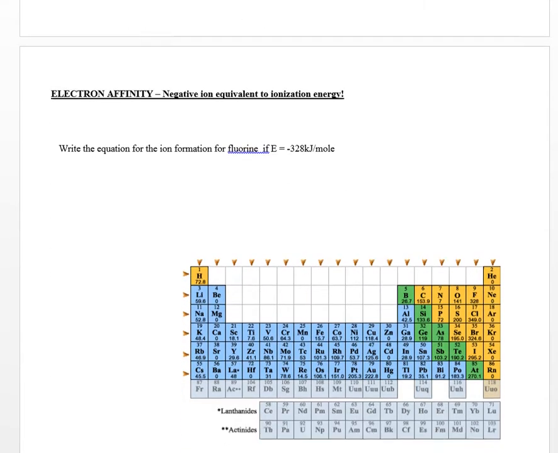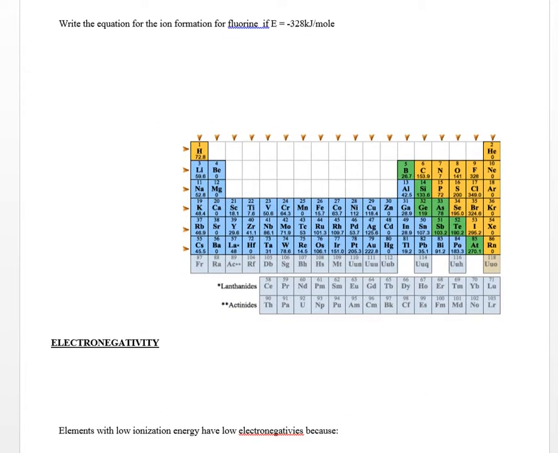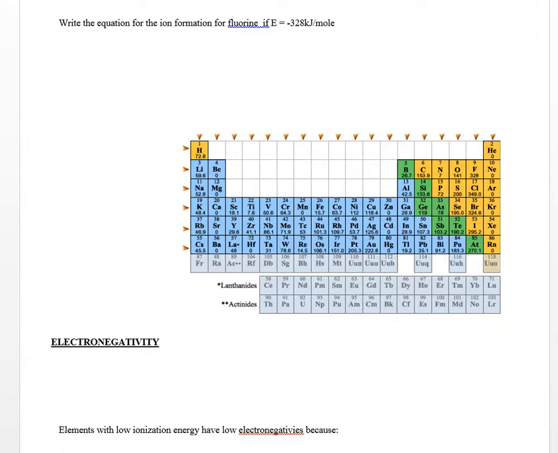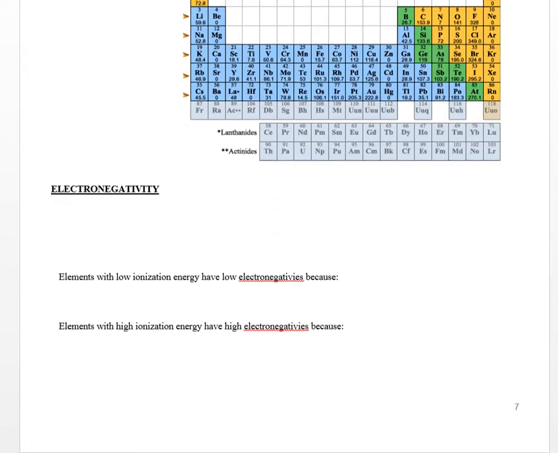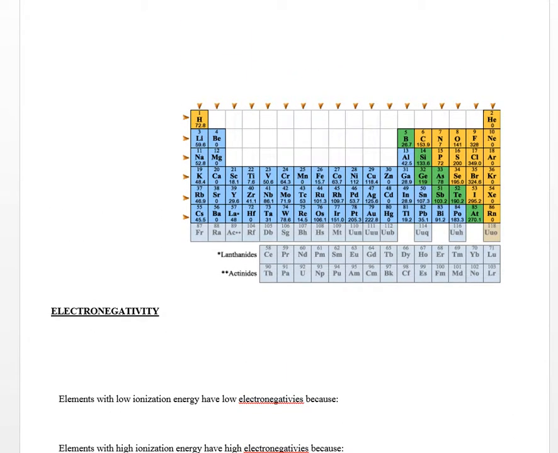Okay, then we had our two other properties. Electron affinity, it's kind of like the opposite of ionization. Remember, it's the energy released. And then electronegativity, this is the ability to steal or attract more of the electrons in a compound. You need to know these definitions.